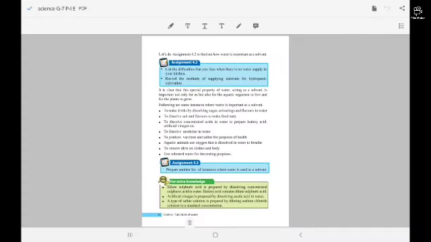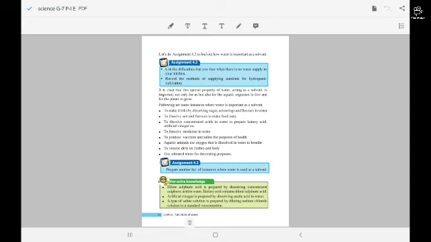So then there's another assignment. List the difficulties that you face when there is no water supply in your kitchen. Yes, I think you have faced it very much. And then record the methods of supplying nutrients for hydroponic cultivation. Yes. Then you have to write the methods of supplying nutrients.